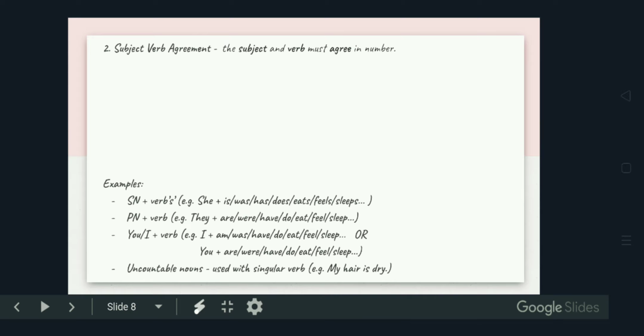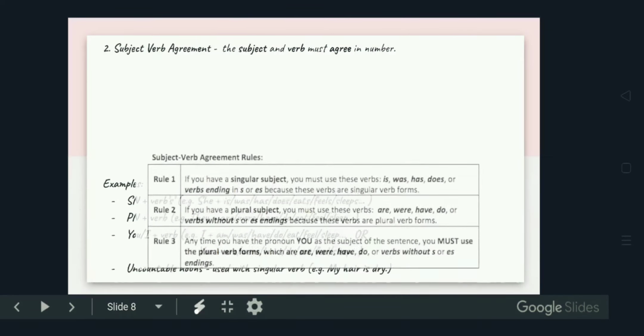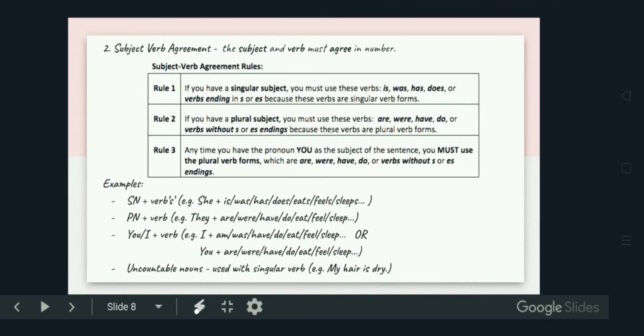Next is subject-verb agreement, which in my opinion is the most important thing of all, where the subject, which is the noun of the sentence, and the verb must agree in number. What does it mean by that? So if you have a singular subject, you must also use this verb: is, was, has, does, or verb ending in s or es. And rule number 2, if you have a plural subject, you need to use these verbs: are, were, have, do, or verbs without s or es endings.